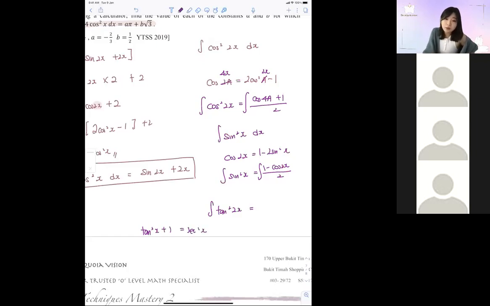This is a formula given to you. You can make tangent square the subject. Why? Because we can integrate secant square. Integrate secant square is tangent.